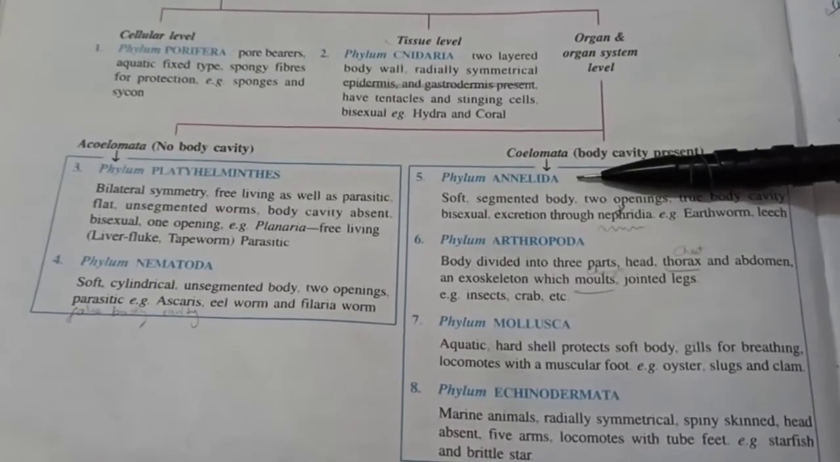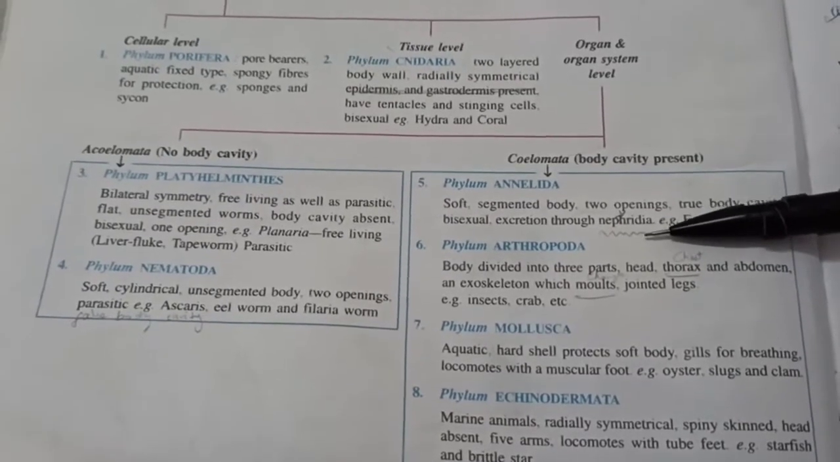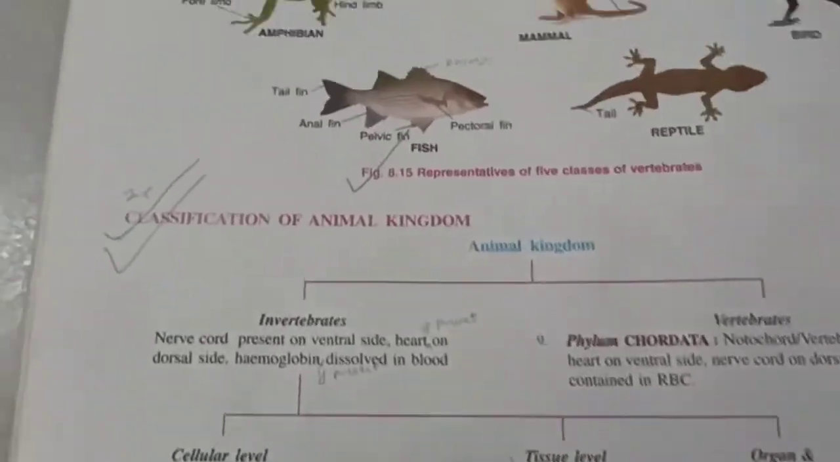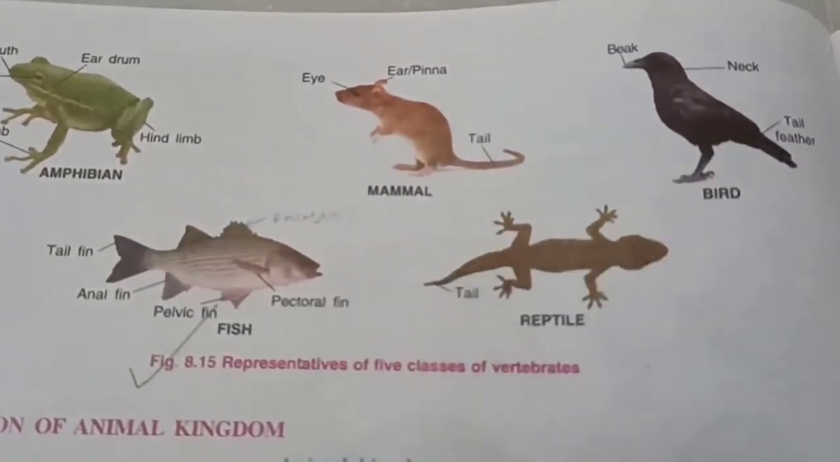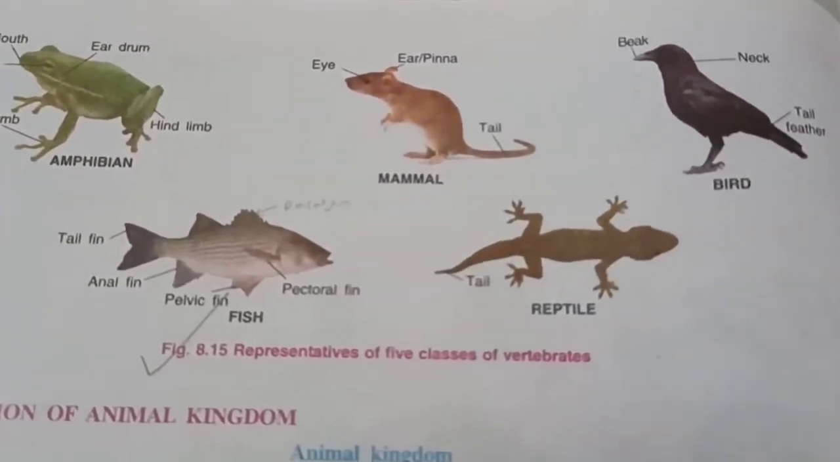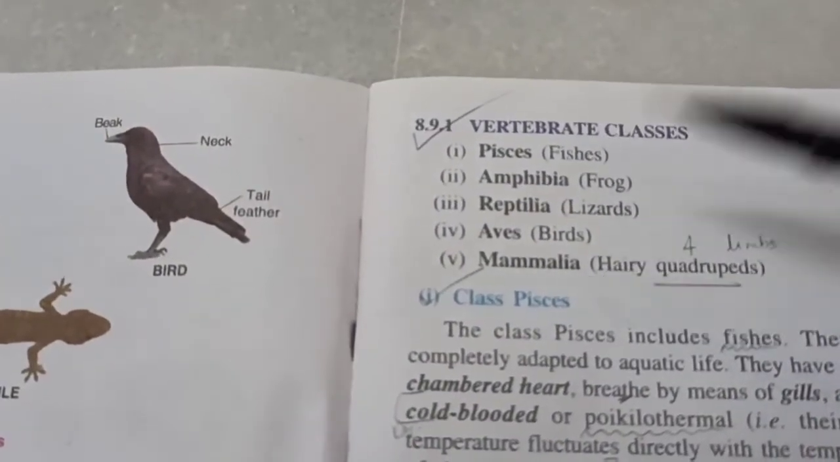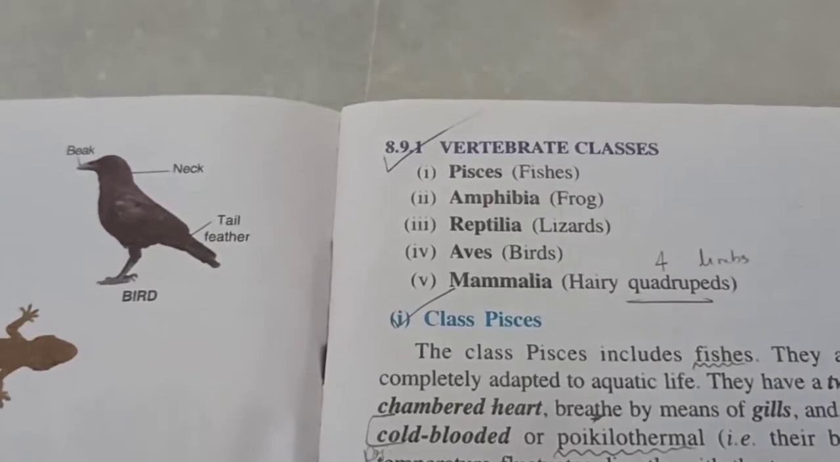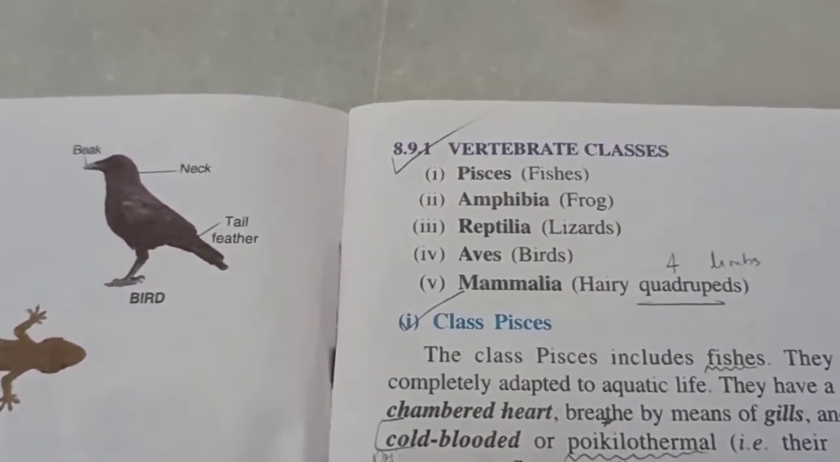Remember, Annelida have an excretory organ called nephridia. Now this Chordata is further classified into 5 classes: amphibians, mammals, birds, fishes, reptiles. But the correct order of them will be like this, simplest to the most complex. We are not studying the classes of the remaining 8 phyla, fortunately, but you can study them in higher standards if you're interested.